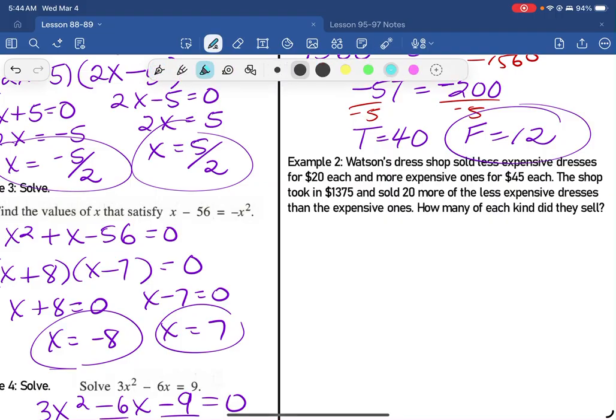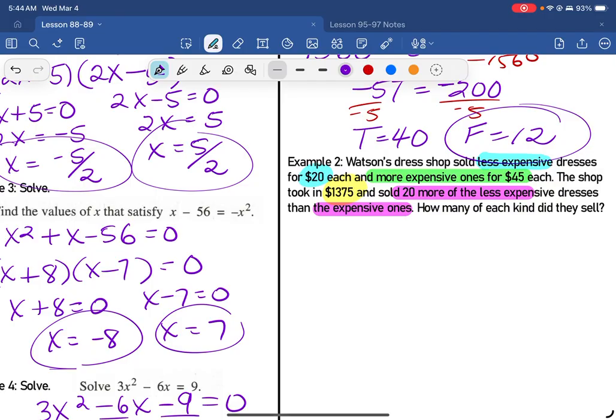Okay, so let me highlight some important information. We have less expensive for 20. We have more expensive for 45. We have a total of this much. And this one's very important, this line right here. They sold 20 more of the less than the expensive. All right, so let's turn these words into equations.